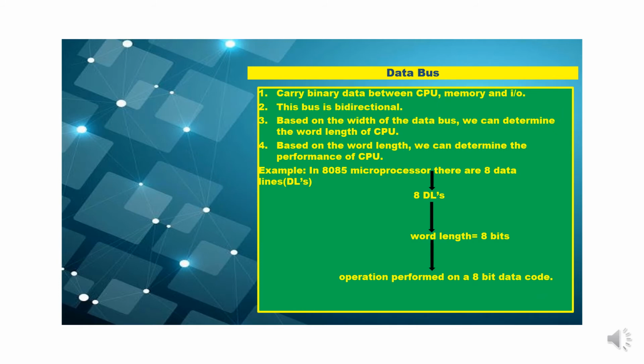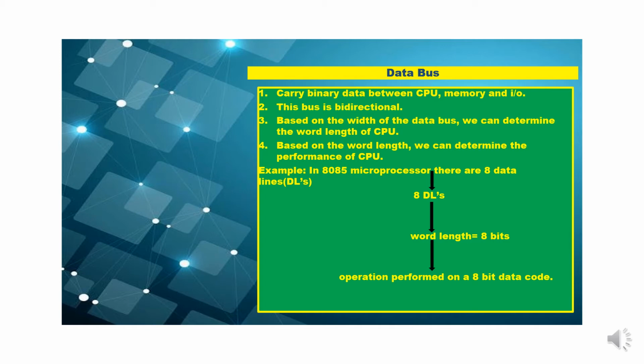Coming to the data bus, as the name suggests, it carries binary data between CPU, memory and IO. This bus is bidirectional. Bidirectional means the data is carried in both directions. The main function of data bus is to carry data between the major components of the system. Based on the width of data bus, we can determine the word length of CPU, and based on the word length we can determine the performance of CPU. So if you know the width of data bus, you can easily get the word length, and if you know the word length, you can determine the performance.